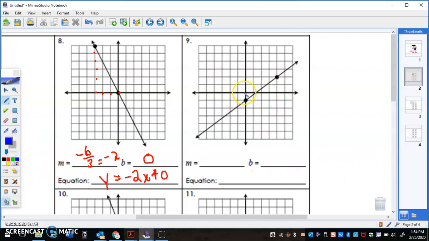All right, let's try this one. Slope. 1, 2, 3. Up 3 is my rise. 1, 2, 3, 4. Right 4 is my run. And I can't simplify that, and it is a positive slope, so I know I'm good. And where does this cross the y-axis? If this is 0, this is -1. And then when I write my equation, y equals 3/4 x minus 1.